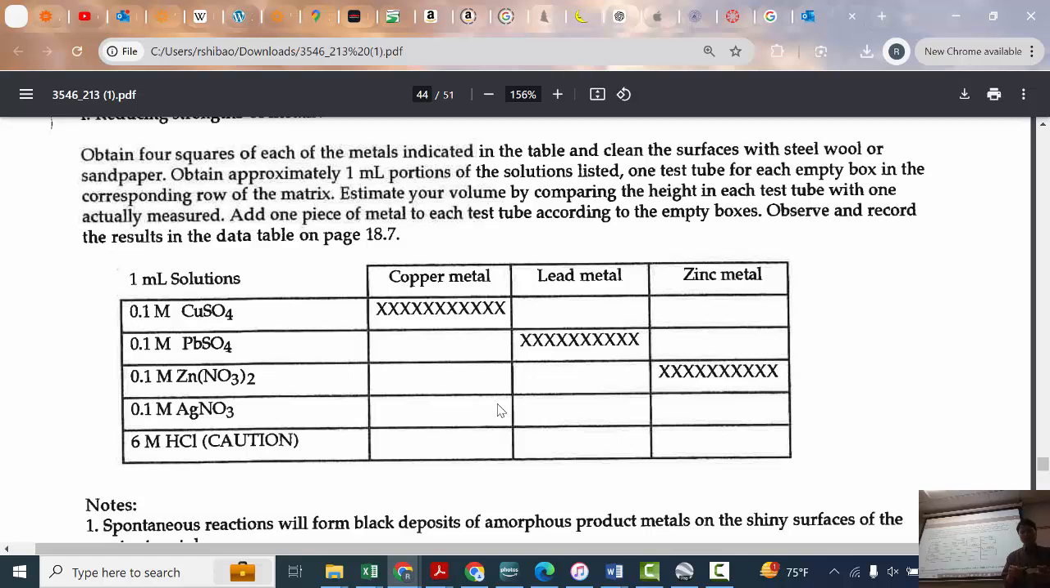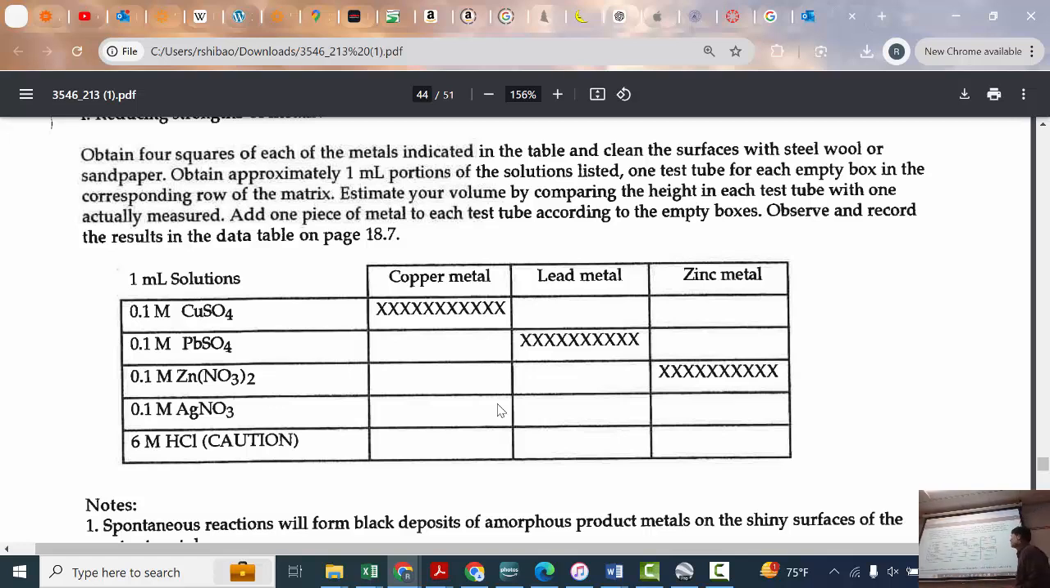Copper is pretty recognizable. This is copper, kind of an orange color. Lead is kind of a black color. Do you see that? The dark gray to black color. And then zinc is a light gray here. This is zinc, light gray, silver color.